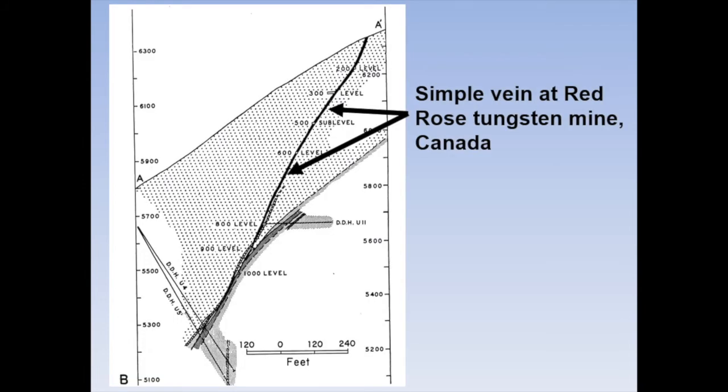This is a cross-section of a vein at a tungsten mine in Canada. And the vein itself is that kind of dark ribbon extending from the upper right side of the diagram down toward the lower left. So it's a simple vein because there was only one vein there, and yet it was continuous enough that the tungsten mineralization was mineable.